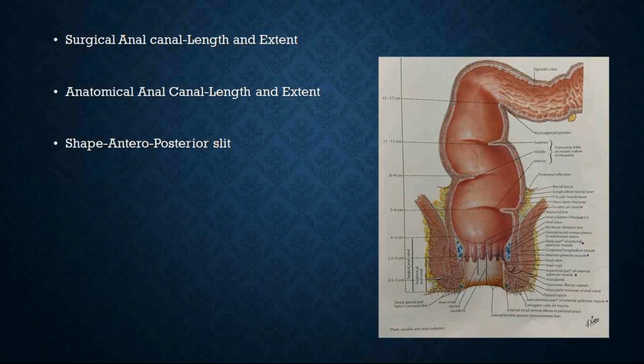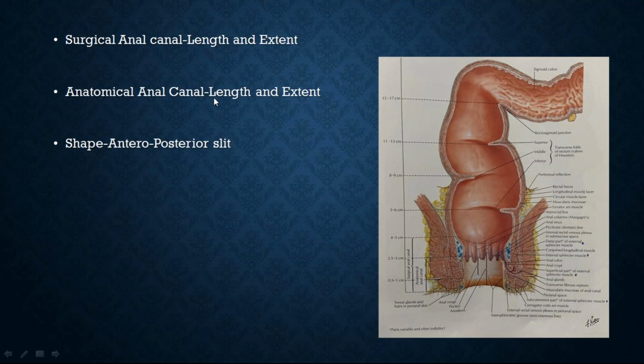So surgical anal canal, you can see in the figure. Here I am placing the cursor. This is the surgical anal canal. It extends from the anorectal junction to the anal verge. This is the anal margin. This is the anorectal junction. So from the anorectal junction or the anorectal ring to the anal verge or the anal margin is the surgical anal canal. It is 4 to 5 centimeters in length.